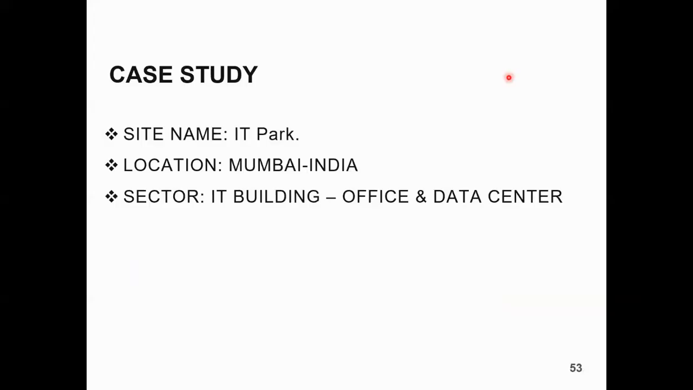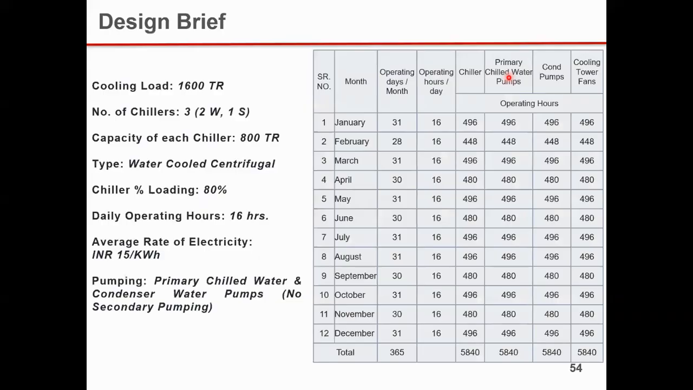Another case study, because we have been discussing only our US origin. We did a similar thing in one of the IT parks in Mumbai, and this was the configuration: 1600 TR, two 800 TR centrifugal chillers. Daily operation was 16 hours. We did an operating hour analysis.